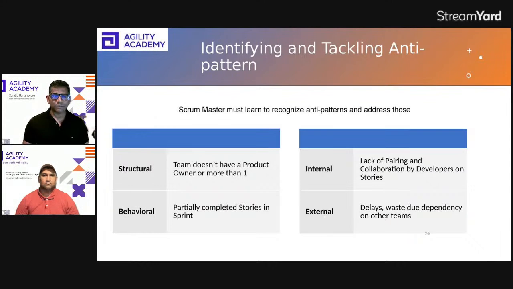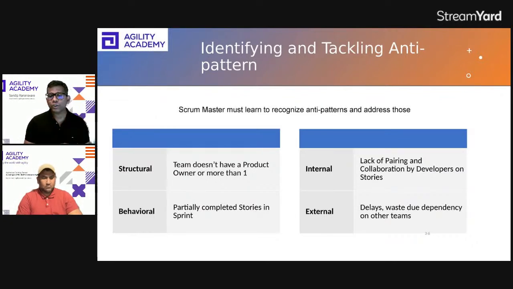Same thing happens to the teams. So as a scrum master or advanced scrum master, it's your role to identify those anti-patterns and help the team to go and tackle those. So you need to learn how to recognize those anti-patterns and then how to address those. Now, broadly speaking, you can put those anti-patterns in four different buckets. First one is structural. So you might not have the right structure in place. You might not have the right skill set within your team.